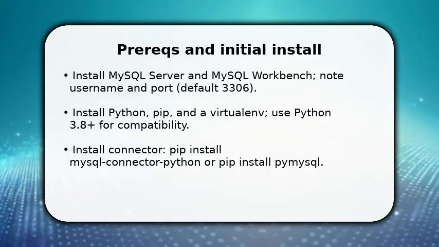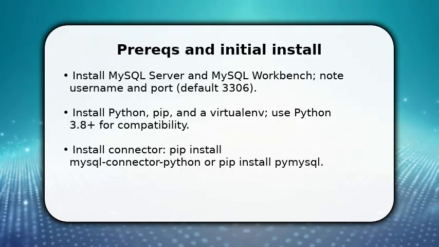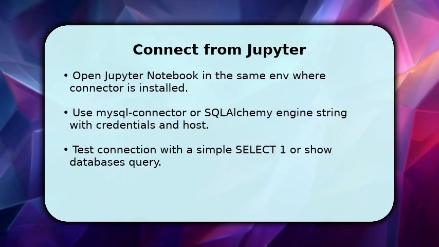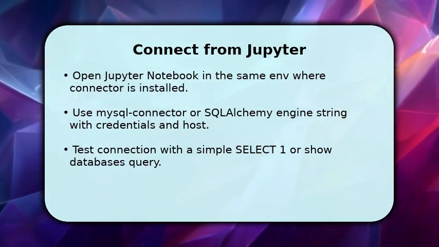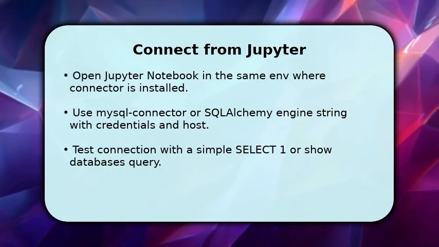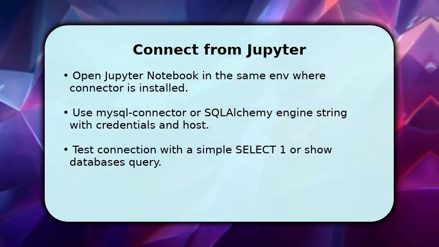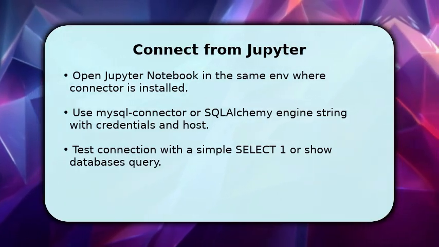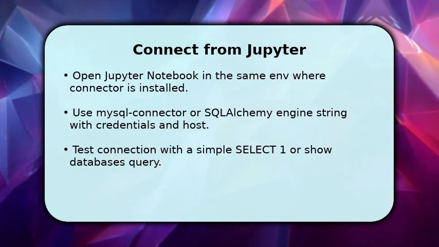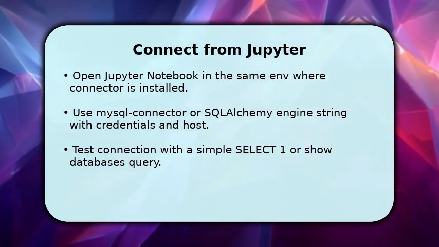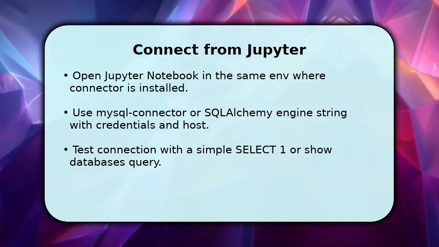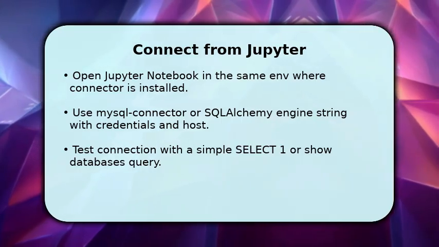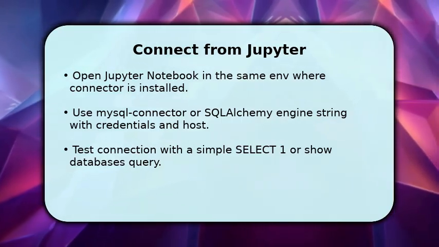You now create a notebook cell that imports the connector and builds a connection object. For MySQL Connector, import mysql.connector and call mysql.connector.connect, host equals localhost, user equals user, password equals PW, database equals DB. Alternatively, create a SQLAlchemy engine. create_engine, mysql+pymysql://user:PW@host:3306/DB. Once the engine exists, use pandas.read_sql_query, or connection.cursor to run queries.